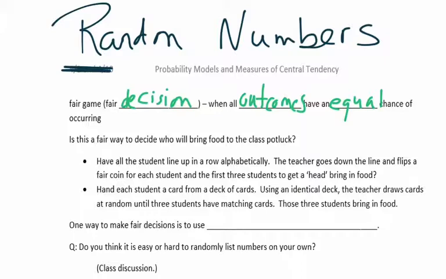So here's the first way. Have all the students line up in a row alphabetically. I'm going to put you all in a row. The teacher goes down the line and flips a fair coin for each student, and the first 3 students to get a head bring in food. I'll let you think about that. Remember, if the question is is it fair, then what you want to think is, does everybody in the class have an equal chance of bringing in food?